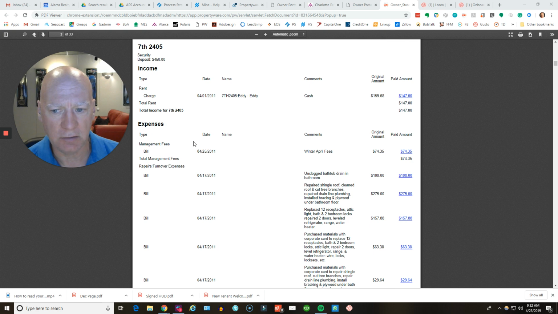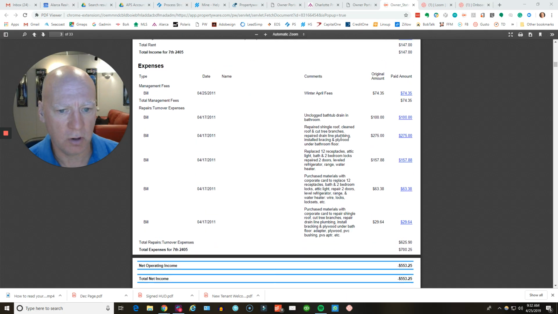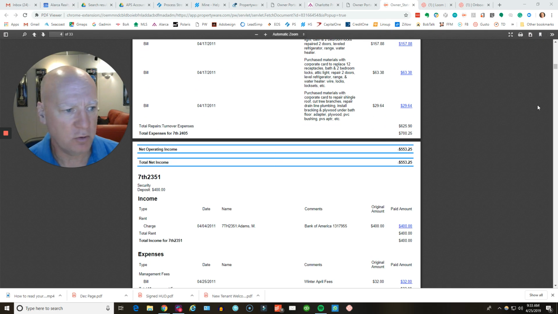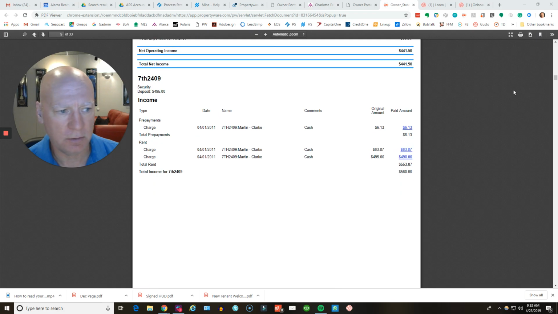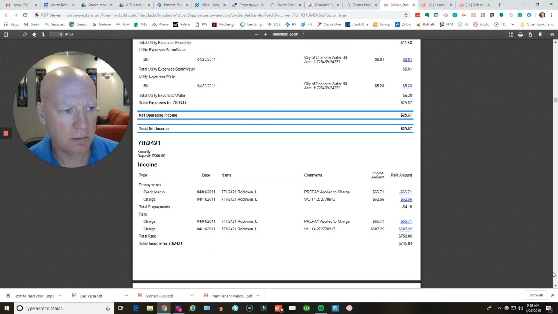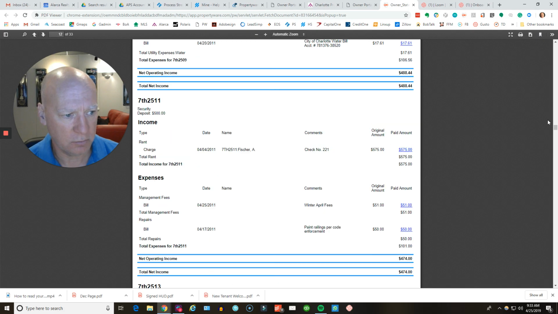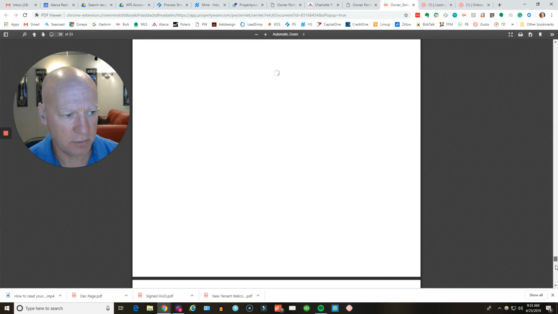But if you've got a turnover, in this case, you can see there's some large expenses with the comments here and the date of the bill. If you go to the very bottom of the statement, this client had a lot of properties, so it's going to take a minute to scroll down here.